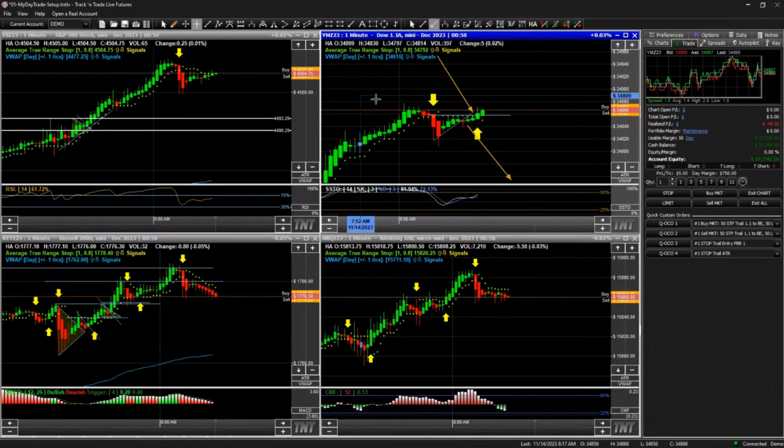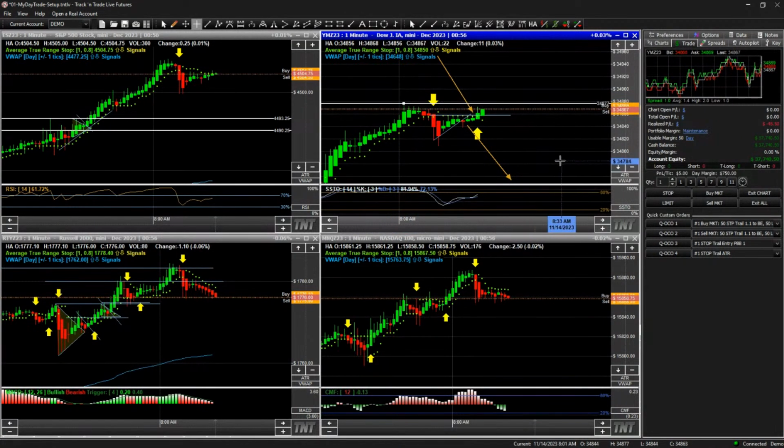You got your area of resistance right up here. It goes and breaks above that, holds above it. We're going to anticipate a continuation of the uptrend. It's breaking higher.